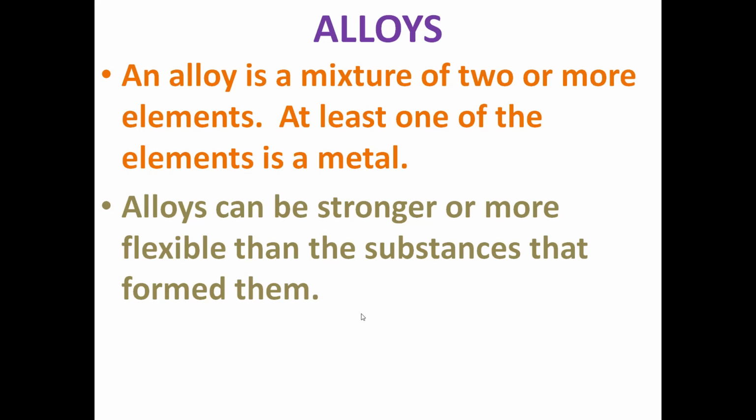But when you make it an alloy, when you mix copper or silver with gold, then it's easily flexible. Now it can be shaped into different kinds of ornaments. So that is the difference. When you just take the substance itself, it may not be so strong or flexible, but when you mix it with other elements, then it can be flexible and also stronger. So alloys can be stronger or more flexible than the substances that formed them.